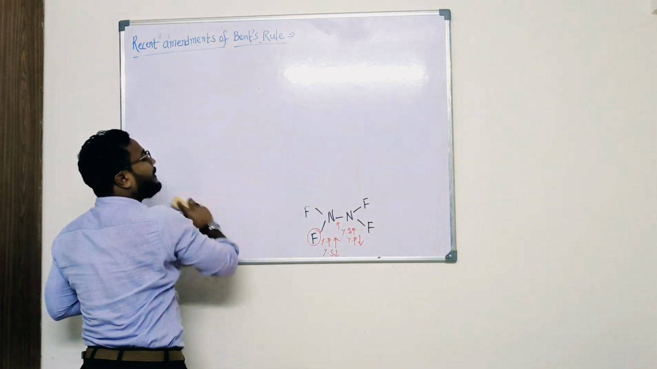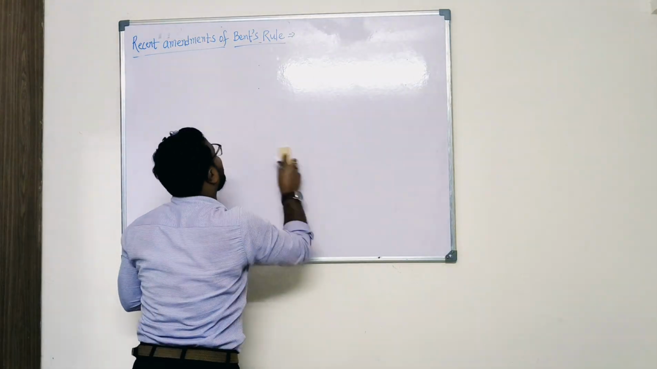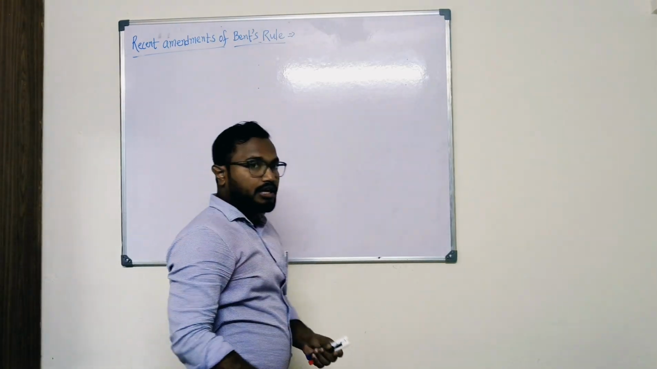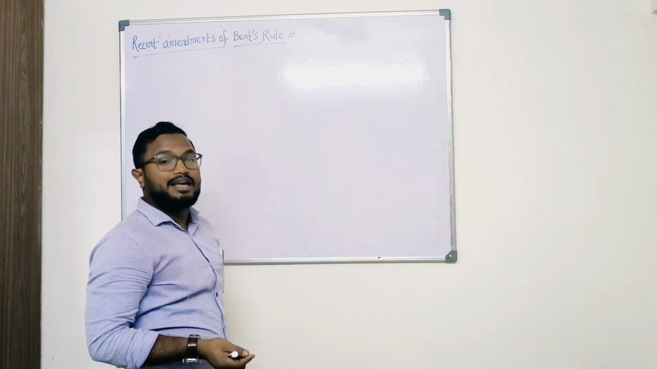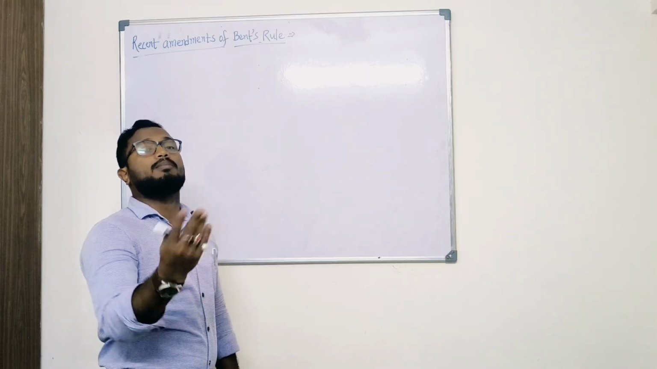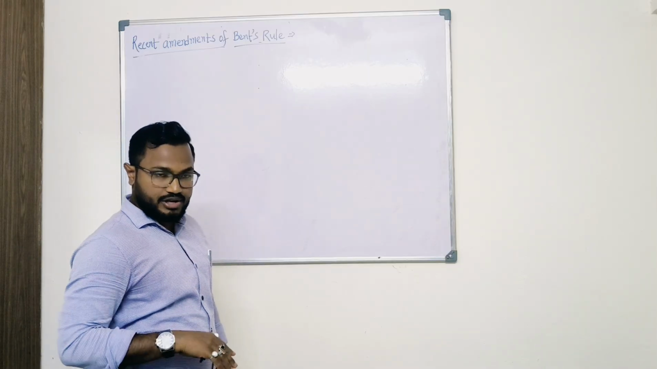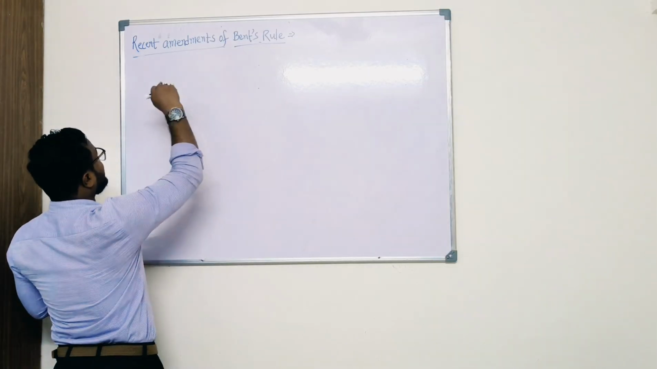Recent amendments of Bent's rule is a very effective method to decide percent s and percent p character, as well as the bond length and strength of the element. More bond length means less bond strength. Now let's take the derivation.